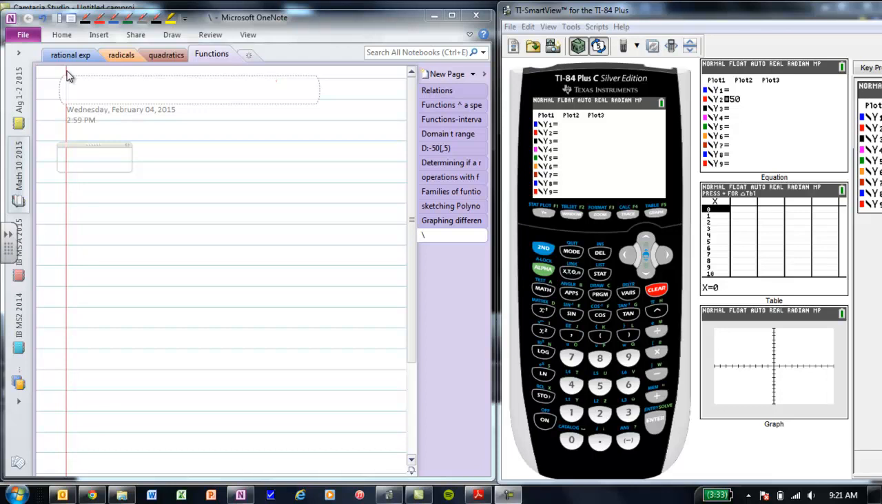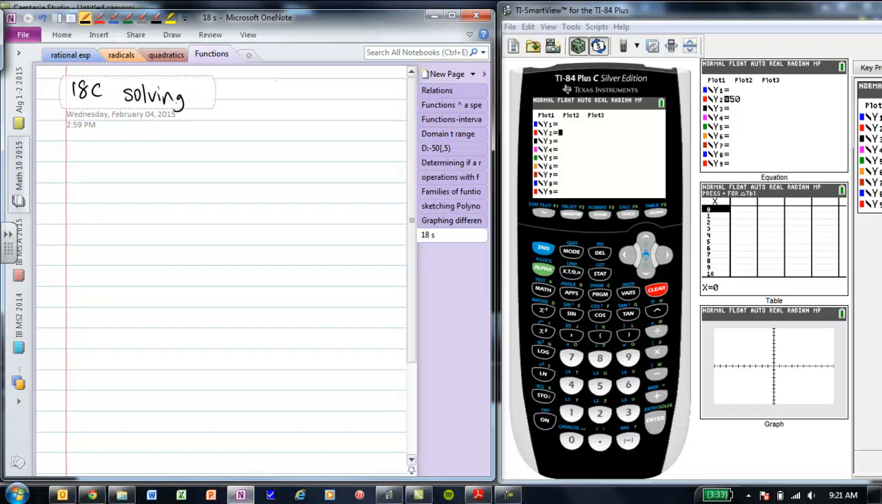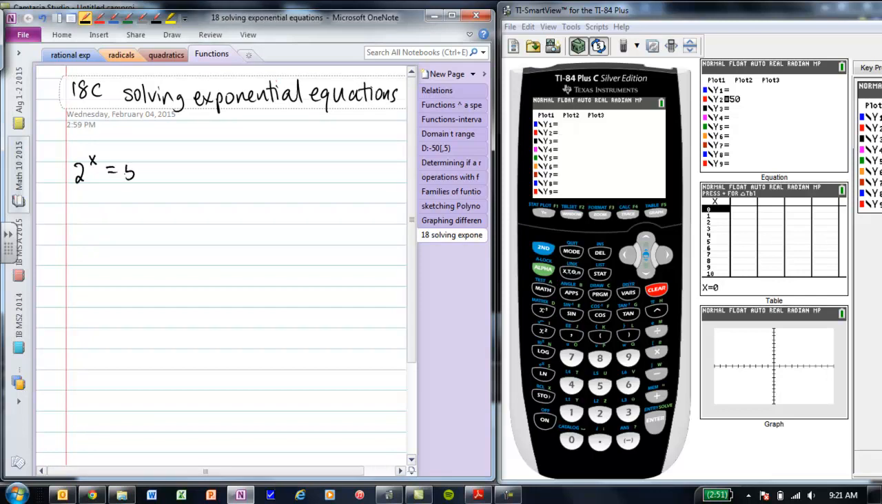Hello, today's graph is going to be based on chapter 18C, and it's about solving exponential equations. Say I have an equation that looks like 2 to the x equals 50.